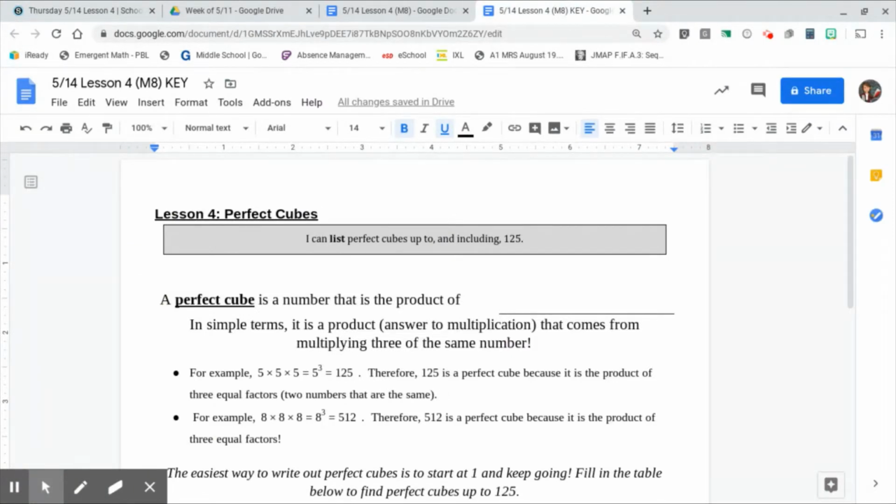Yesterday we worked with perfect squares. Today we are working with perfect cubes. So your learning target is I can list perfect cubes up to and including 125. So just like yesterday, perfect squares are those numbers that come from two equal factors. A perfect cube is a number that is the product of three equal factors.